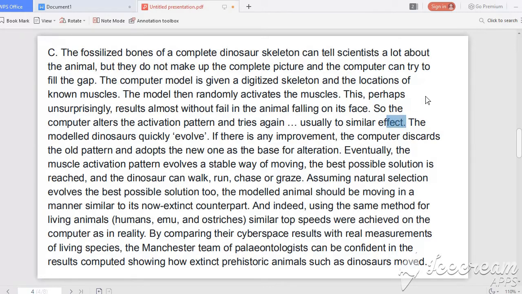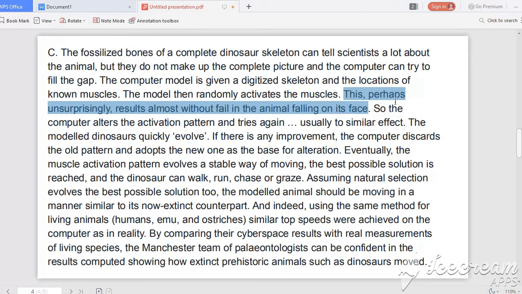Okay, the model then randomly activates the muscles. Okay, this, perhaps unsurprisingly, results almost without fail in the animal falling on its face.